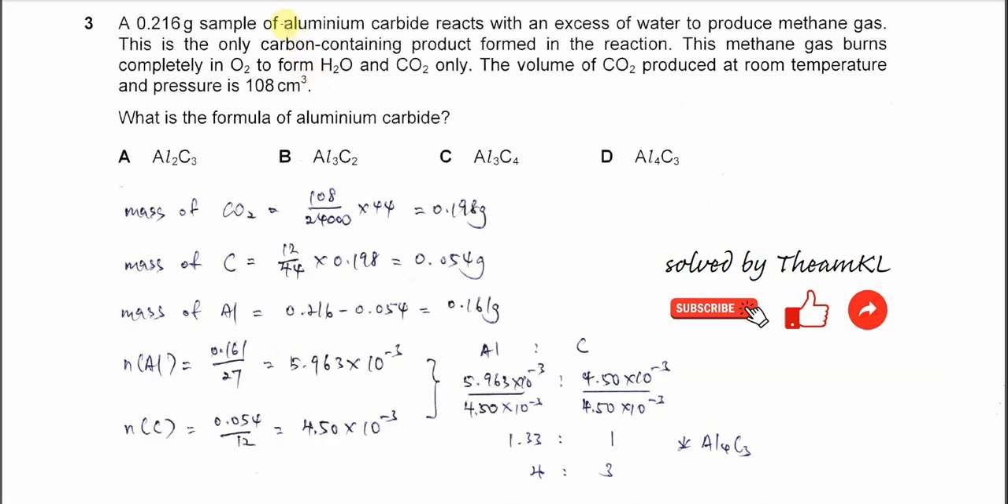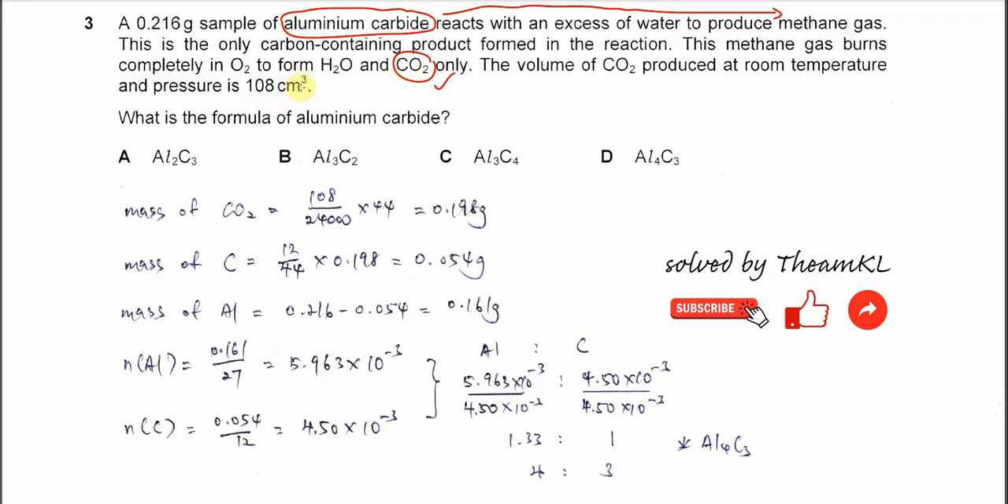So first, the sample is aluminum carbide, which has two elements in it, aluminium and carbon. And the carbon from aluminum carbide will form methane gas after it reacts with water. So we can use the CO2 produced from the combustion of methane to find the carbon mass. That's the first thing we need to do. We need to get the mass of carbon, then we can get the mass of aluminum.